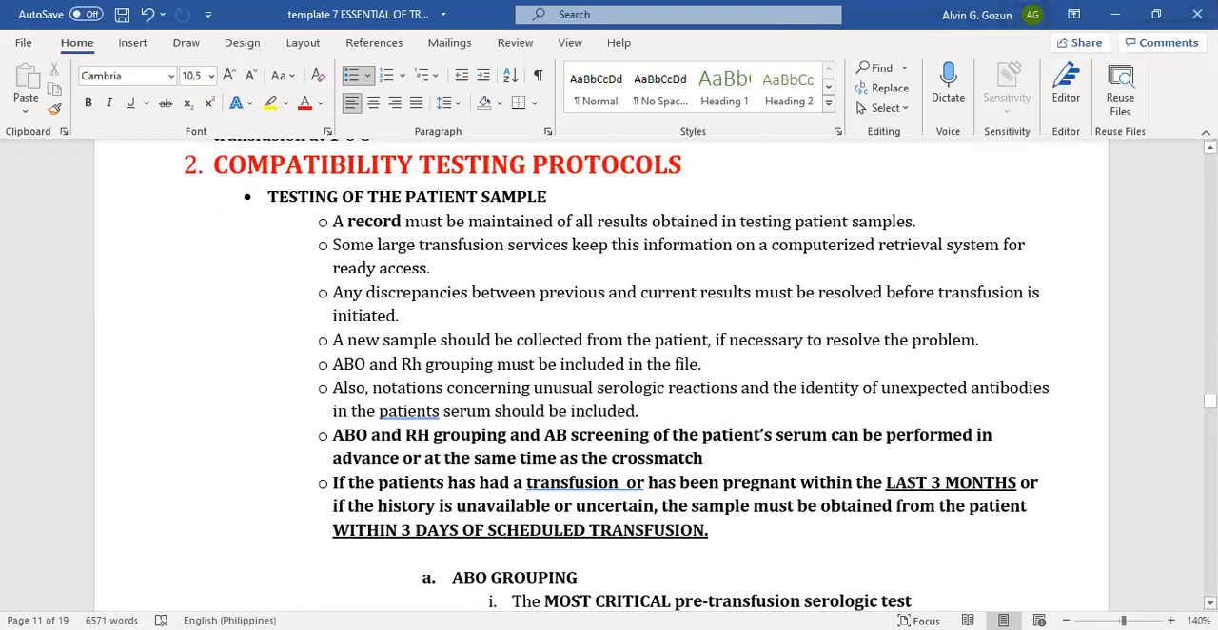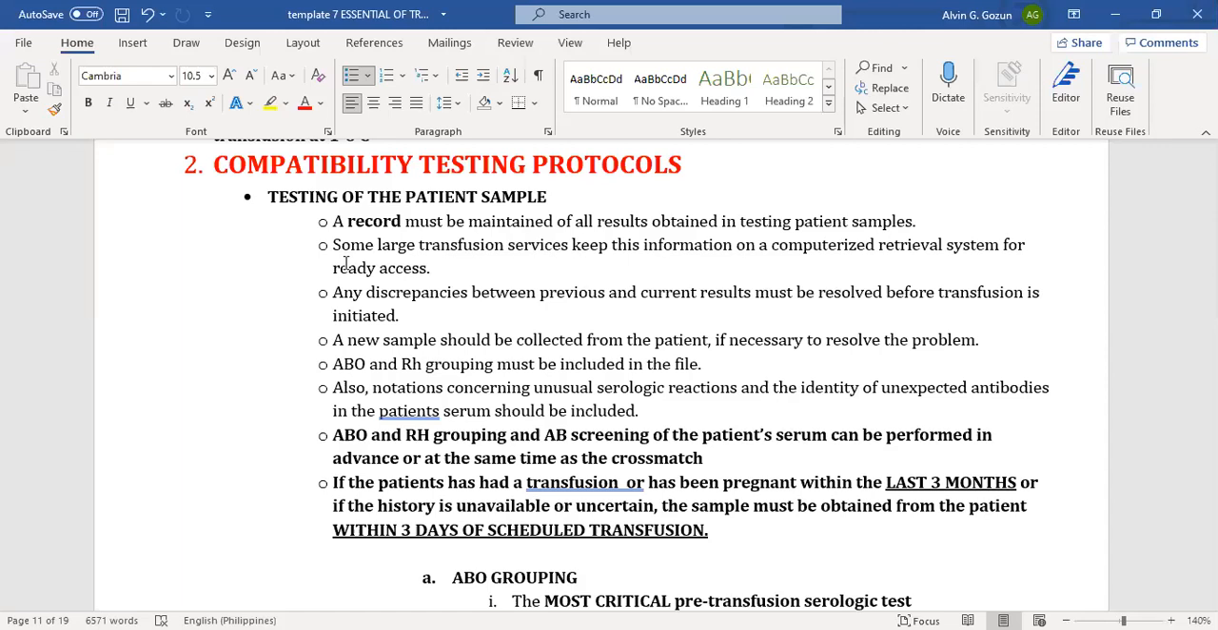So, sabi dito, a record must be maintained of all results obtained in testing patient samples. Some large transfusion services keep this information on a computerized retrieval system for ready access. But dito sa Philippines, guys, konti lang ng hospitals yung may ganyan. Yung may computerized retrieval system. Any discrepancies between previous and current results must be resolved before transfusion is initiated. A new sample should be collected from the patient if necessary to resolve the problem.